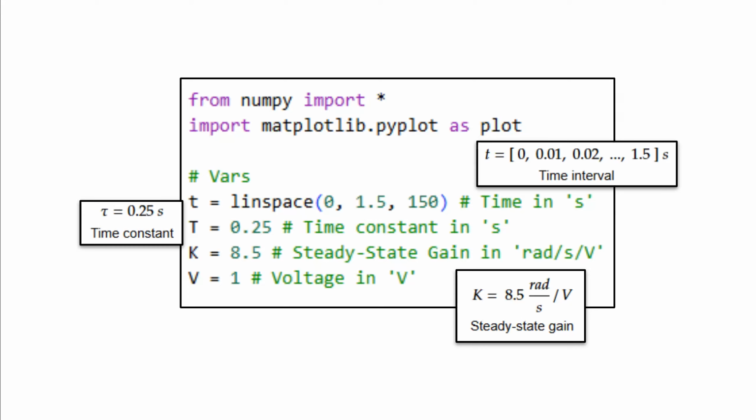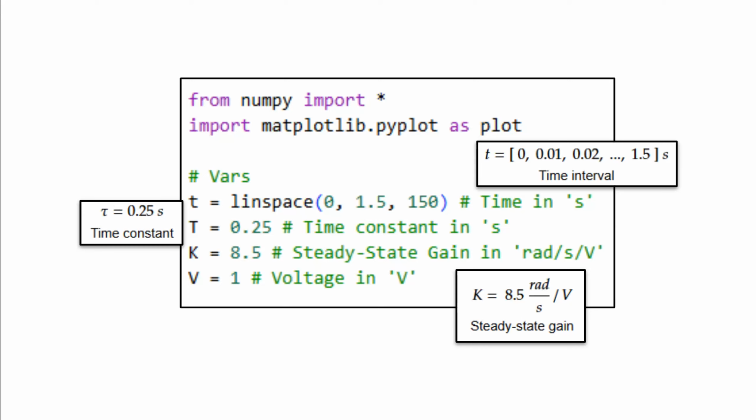Now on the Python side, we'll import NumPy. And from NumPy, import asterisk basically just means it's going to import everything from NumPy, and you also don't have to write NumPy every time you want to call a function from it. That's what the asterisk does. And then we're importing the matplotlib library as plot just for convenience when writing it. So you'll have to type plot every time instead of matplotlib every time.